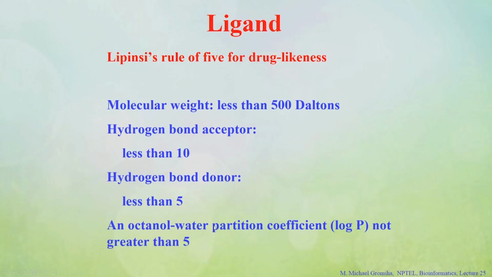What is the difference between hydrogen bond acceptor and hydrogen bond donor? How to discriminate them? A hydrogen attached to an electronegative atom is called a hydrogen bond donor, and the one which receives it is called the acceptor. Then the hydrophobicity, which is mentioned as the octanol-water partition coefficient, should not be greater than 5.